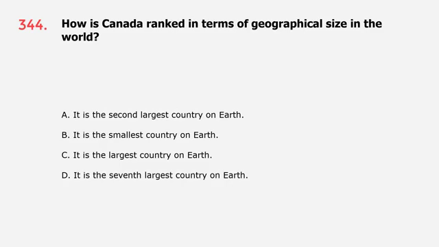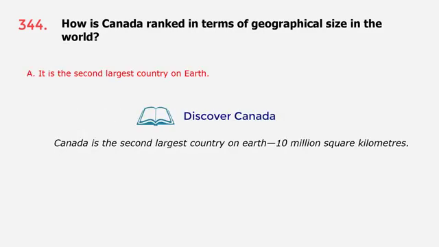Question 344. How is Canada ranked in terms of geographical size in the world? A. It is the second largest country on Earth. B. It is the smallest country on Earth. C. It is the largest country on Earth. D. It is the seventh largest country on Earth. The answer is A. It is the second largest country on Earth.